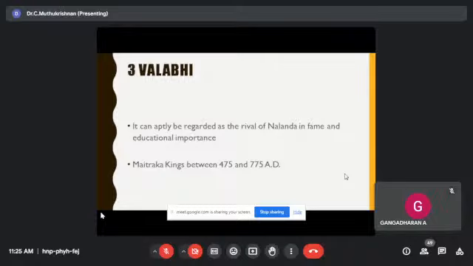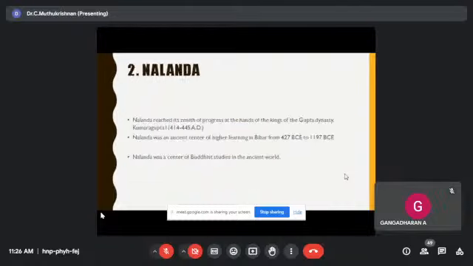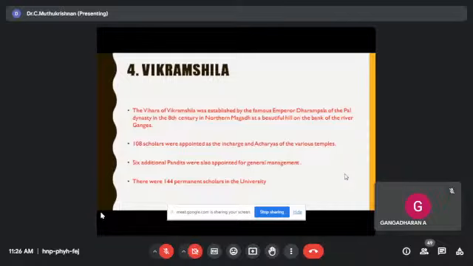It was established by the Maitraka kings between 475 and 775 AD. The fourth one is Vikramasila. The first one is Dakshasila or Taxila, the second is Nalanda, the third is Wallabhi, and the fourth is Vikramasila. What is meant by Vikramasila University? In ancient times Vikramasila played a vital role. Vikramasila was established by the famous emperor Dharmapala of the Pala dynasty in the 8th century in northern Magadha, on a beautiful hill on the bank of the river Ganges.